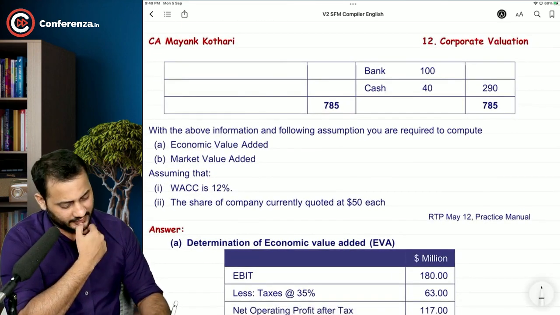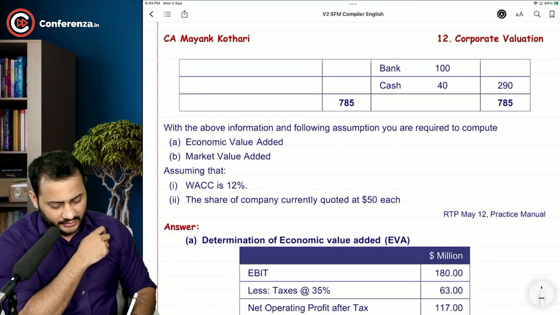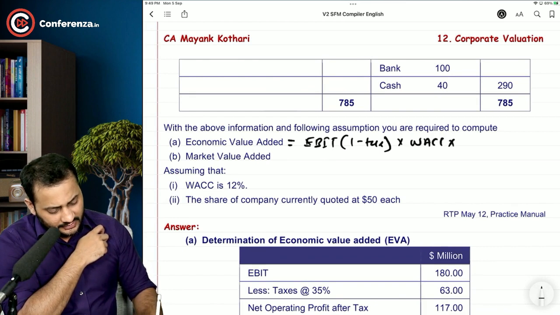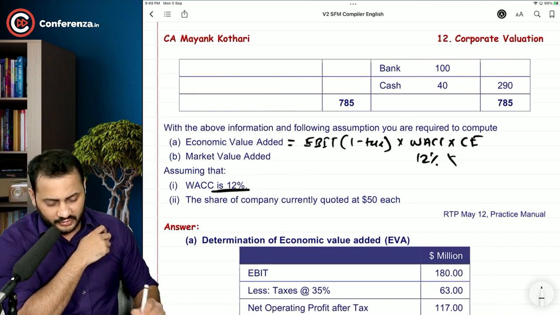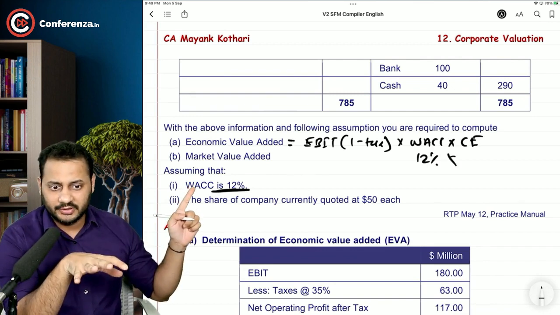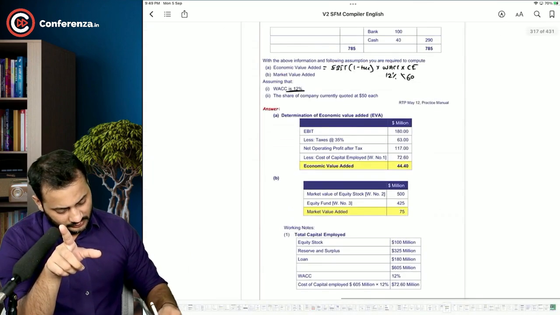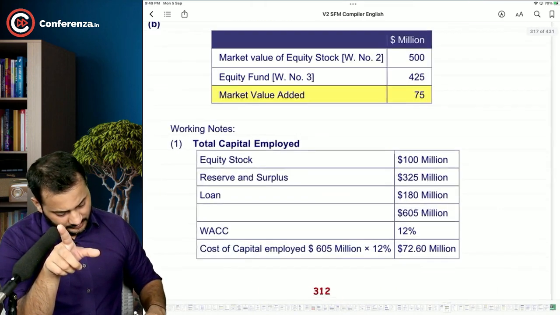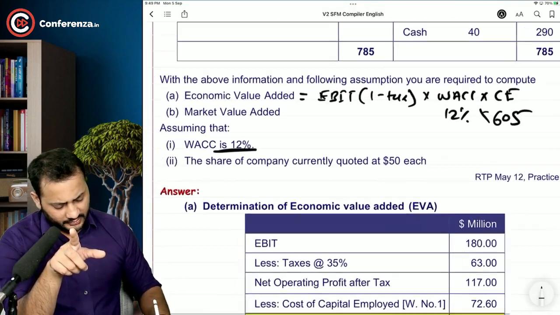Okay, then current liabilities on the other side, land and building, computer, current assets, debtors, bank, cash. Now, with the following information, you are required to calculate economic value added. It's very simple, sir. You need EBIT 1 minus tax into WACC into capital employed. See, WACC is already given to you as 12%. And we need capital employed. I told you capital employed is something like 605. See, 605 million, right? So you will put 605 million here, and EBIT.